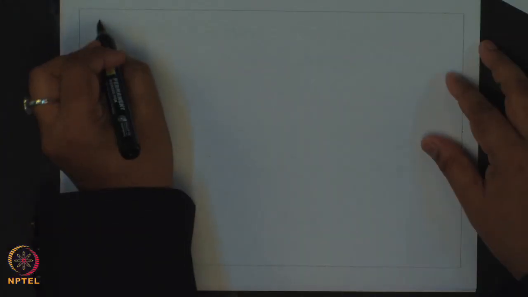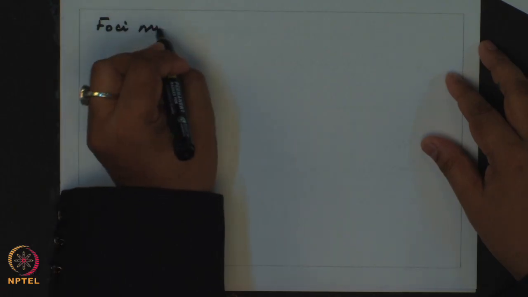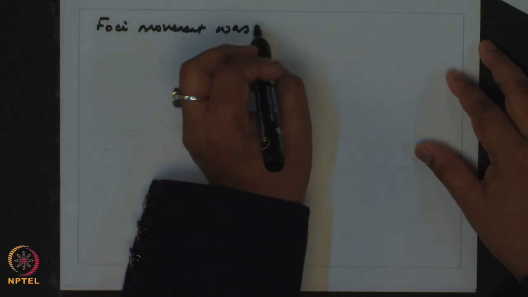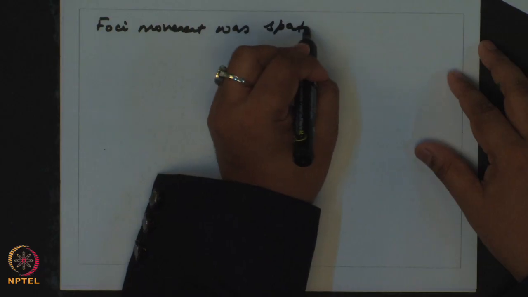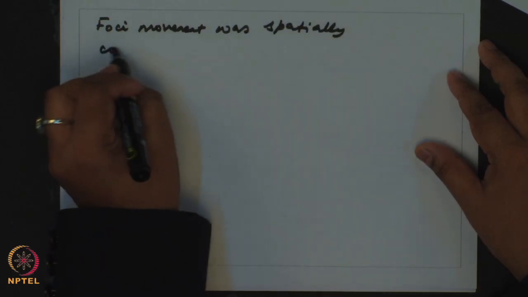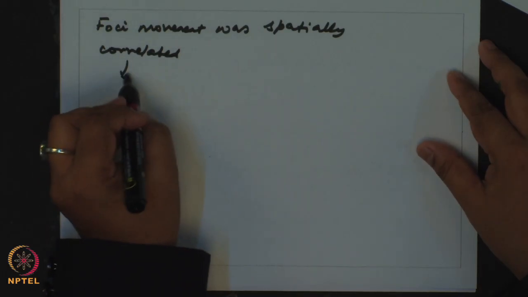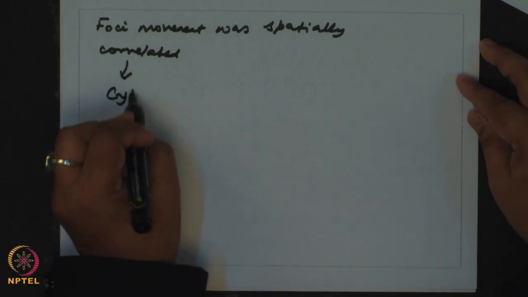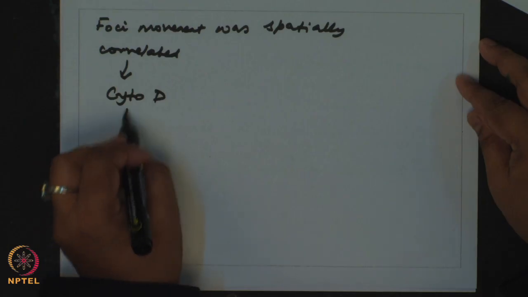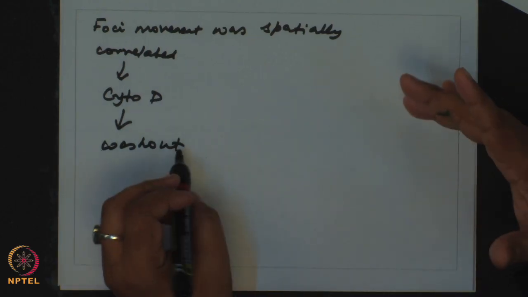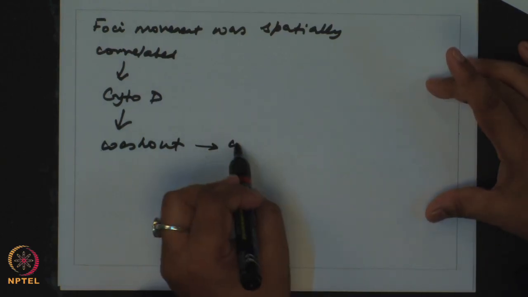Okay. So, the foci trajectories, the foci movement, was spatially correlated, and sensitive to cyto D. Okay, but after washout, the positions and the correlation map are re-established.